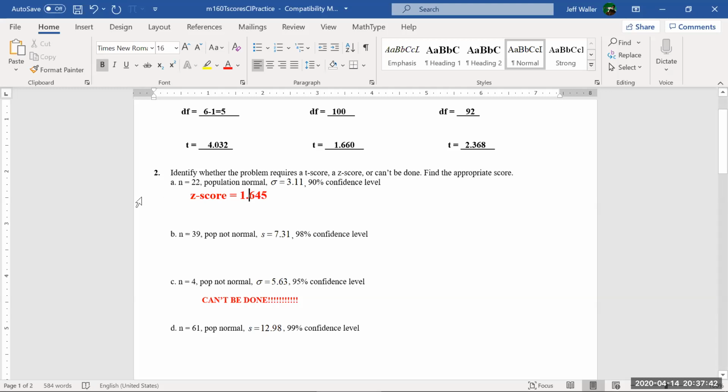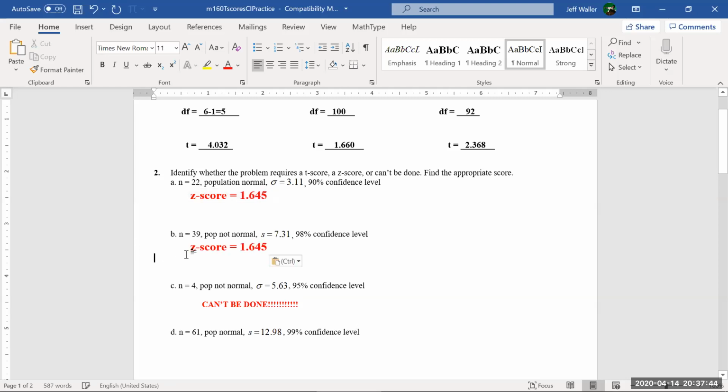Okay, so just for the formatting, I'm going to do this. But this one, I know I'm going to use a t-score. How do I know I'm going to use a t-score? Because I know S. I don't know sigma. I only know S. And that's what t-scores were invented for, when I don't know the real standard deviation. I only have an estimate, a sample standard deviation.